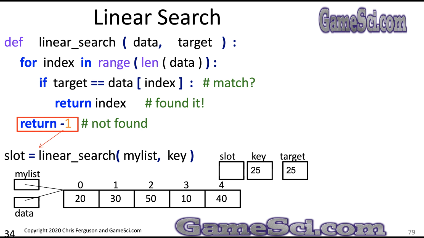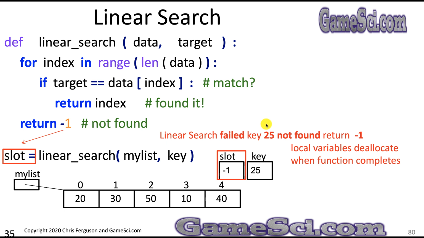25, our original target, does not exist in this list. Linear search failed. The key 25 was not found. We returned a -1 and we assigned it to slot. So slot containing a -1 after this search is a big giant red flag saying I could not find the key you were looking for. Also notice what happened. Once linear search fully returned and assigned a value to slot, our local variables deallocated. Target went away, data went away, index went away. That's what happens to local variables when a function is done.